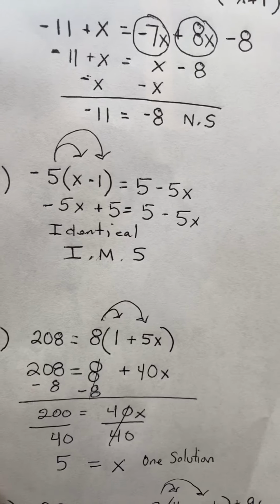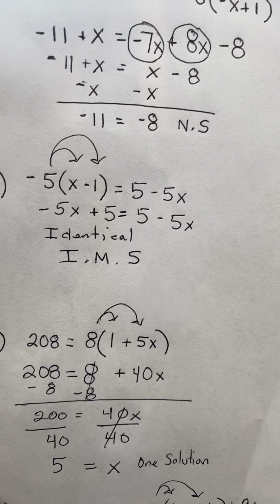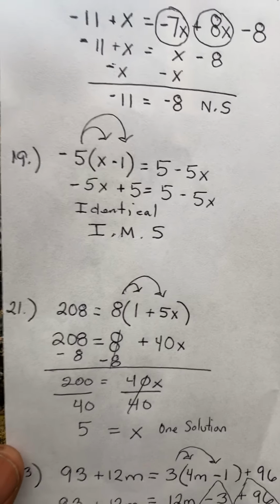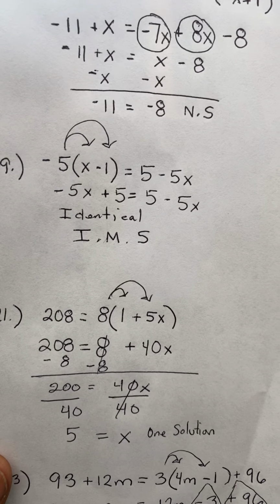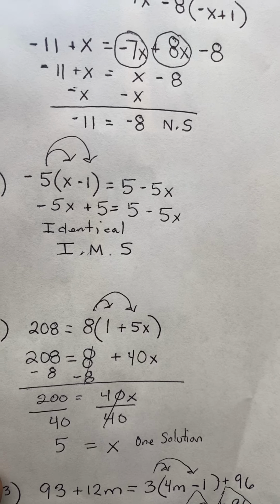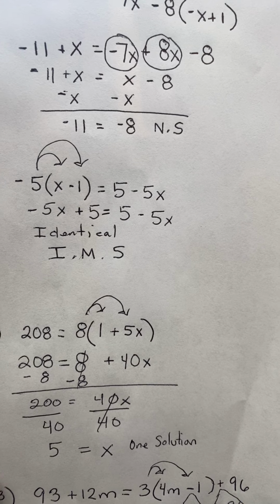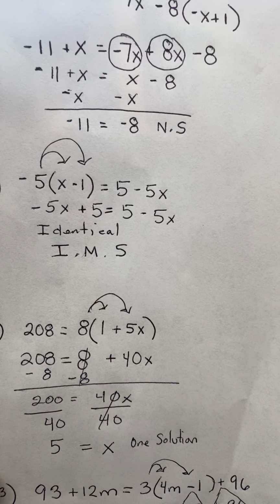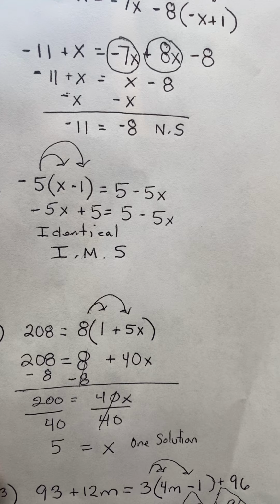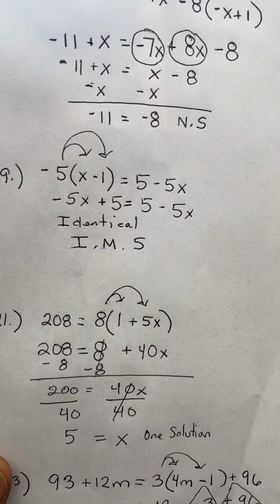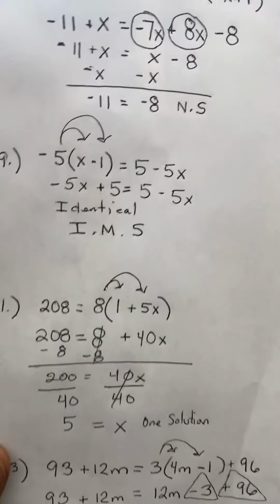Number 19, again, parentheses tell us to distribute. -5 times x gives us -5x. Negative times a negative is a positive 5. If you look, you're like, I have -5x plus 5 equals 5 minus 5x. They may be backwards in order, but they are identical. You have a -5x on both sides and a positive 5. When they're identical, that means you have infinitely many solutions.